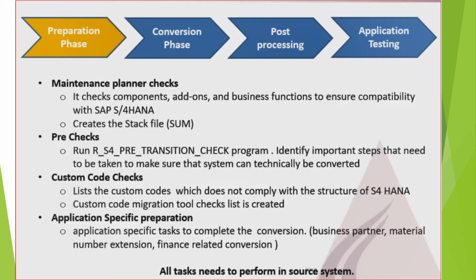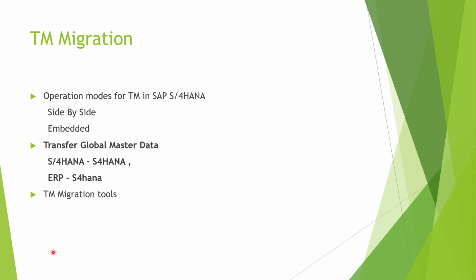All right, so moving on to the next slide, which is our TM migration. Basically, our operation modes are whether you want to integrate the system side by side, or the customer can go with an embedded solution. But the embedded solution is mainly for a new implementation, because they don't want to invest too much money. If they have the standalone solution, the customer usually prefers to stay on the standalone solution. If they are on S4 HANA, then definitely they will go with S4 HANA for TM as well.